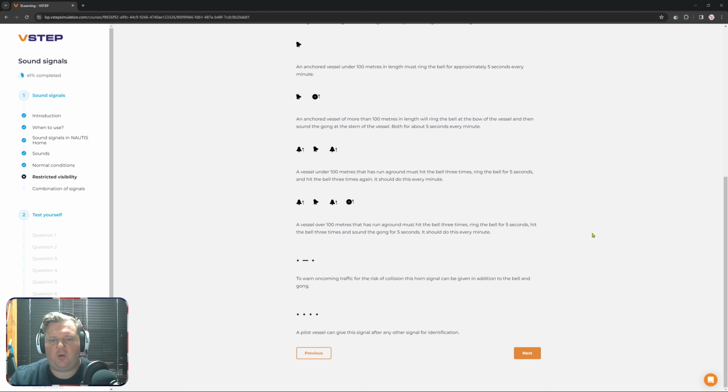A vessel over 100 meters that has run aground must hit the bell 3 times, ring the bell for 5 seconds, hit the bell 3 times, and sound the gong for 5 seconds. It should do this every minute.